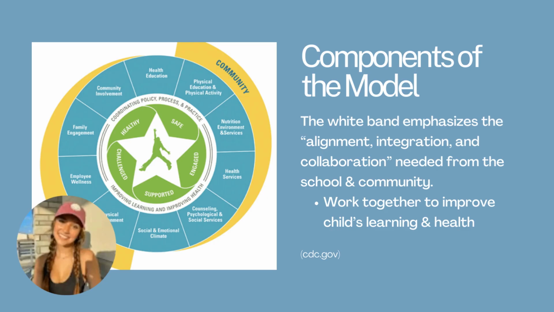Now let's take a look at that white band that encircles the whole child factors. If you look closely, you'll see at the top it says coordinating policy, process, and practice. And down at the bottom it says improving learning and improving health. This white band emphasizes the alignment, integration, and collaboration needed from the school and community in order to help improve a child's learning and health. This white band shows that it really is a process that requires collaboration from the student, the school, the community. It's not just a one person job.